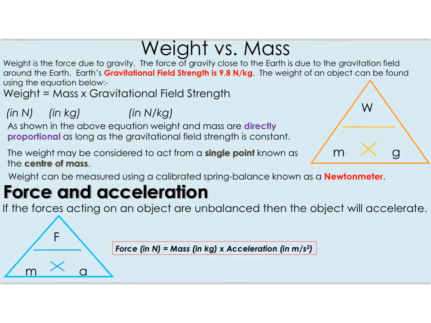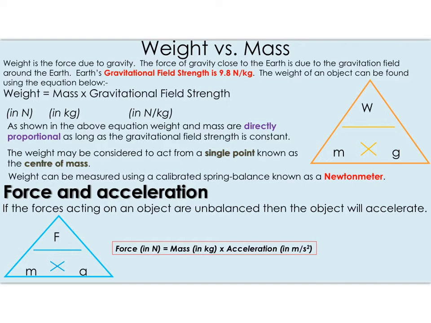So now let's look at the difference between weight and mass. Okay, so weight is the force due to gravity. So weight is a force. The force of gravity close to the Earth is due to the gravitational field around the Earth. The Earth's got a gravitational field strength of 9.8 newtons per kilogram, which will be given to you in the exam. And the weight of an object can be found using the equation where weight is equal to mass times gravitational field strength.